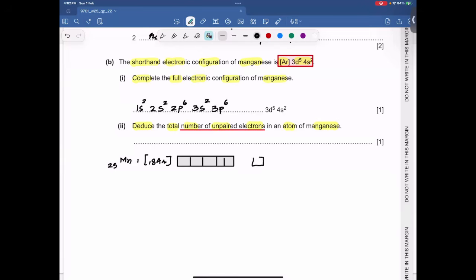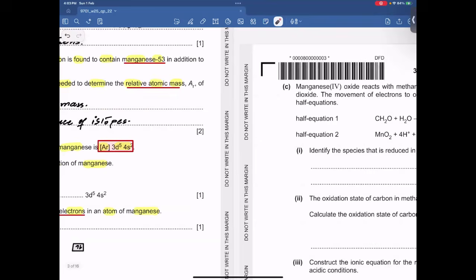And 4s has only 1 box. Now 4s contain 2 electrons and 3d contain 5 electrons. So that means in this 3d subshell, we have total 5 unpaired electrons. So I'm going to write 5. Okay. So these are the 5 unpaired electrons of manganese. Okay. Unpaired electrons means single electrons. Okay. Let's move on to the next part of the question. Part C.